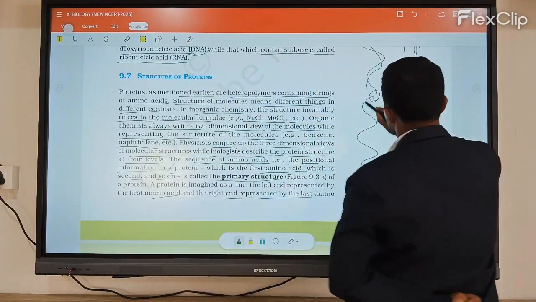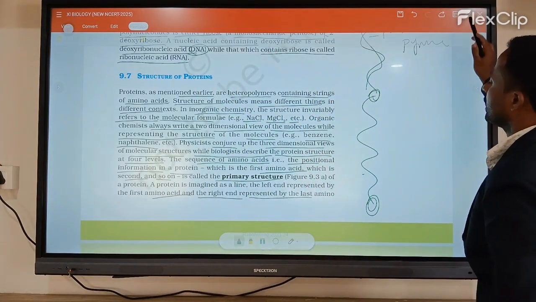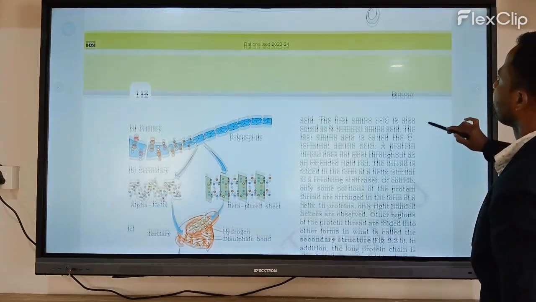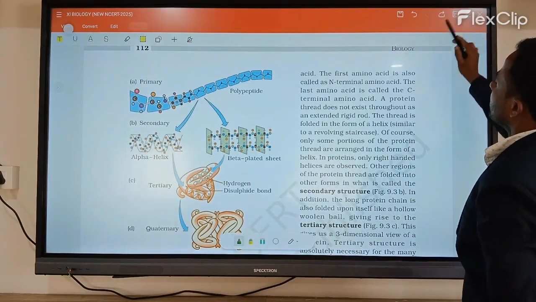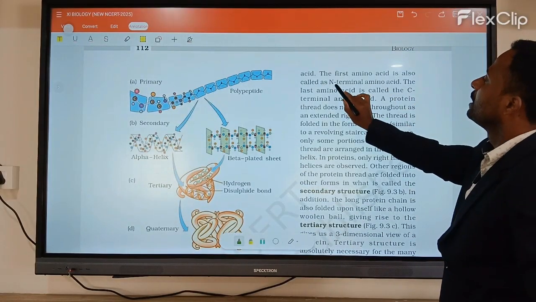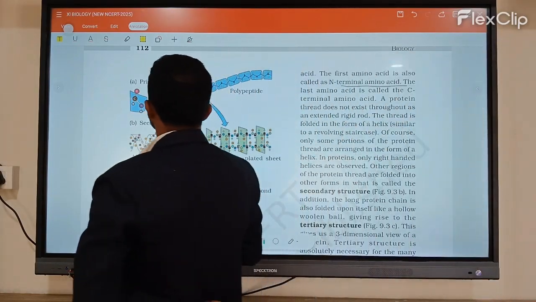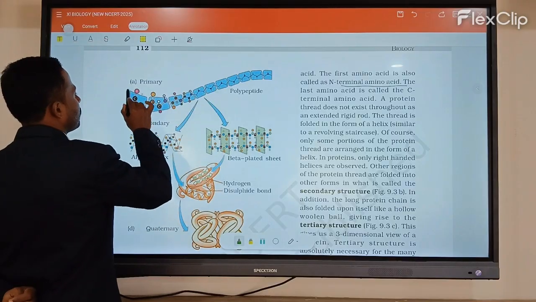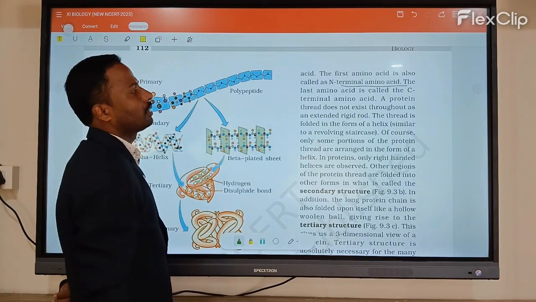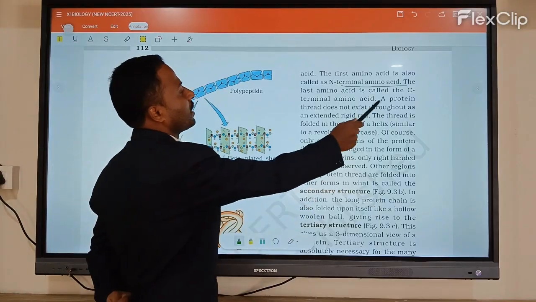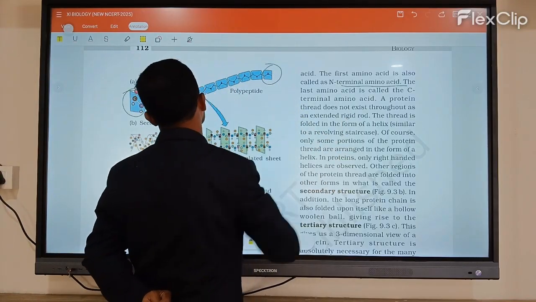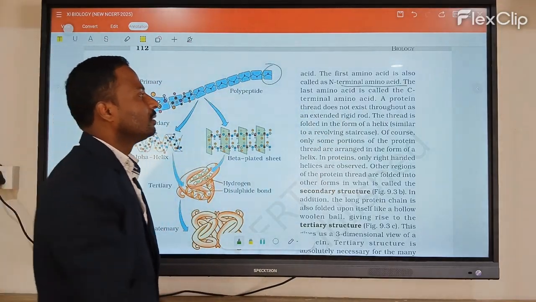So the first amino acid is at one end and the last amino acid is at the other. Now, the first amino acid is called the N-terminal amino acid. The first amino acid is called what? For example, they have given it here. The first amino acid is the N-terminal amino acid. The last amino acid is called what? The C-terminal amino acid.